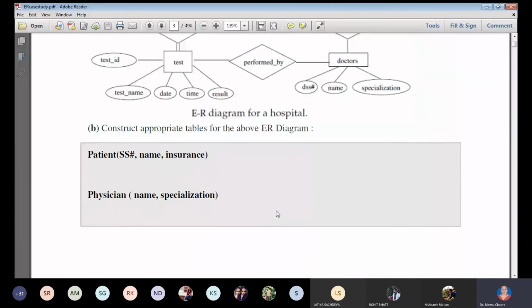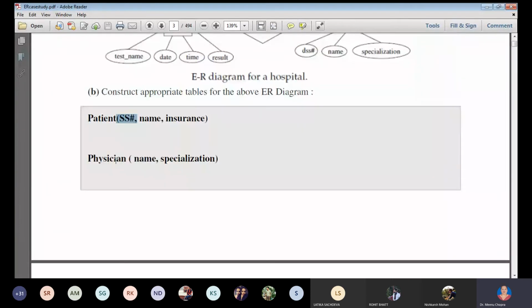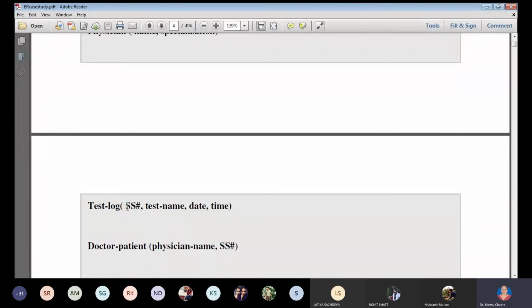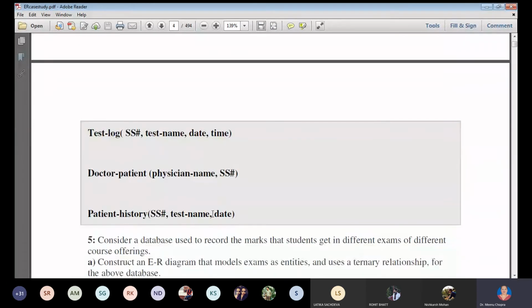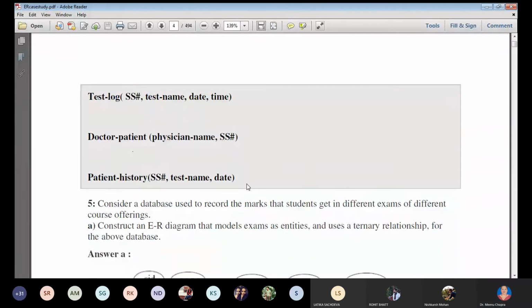These are the various tables. Fine. Patient. Now these hashes mean your keys. So the notation of hash means your keys are there. Physician. Similarly, test log. This is also a key. This is a key in this table. This is a patient history. You can make multiple tables as per your perception.